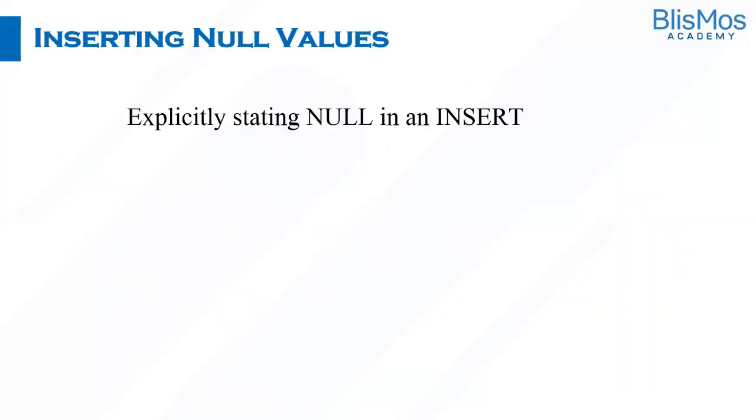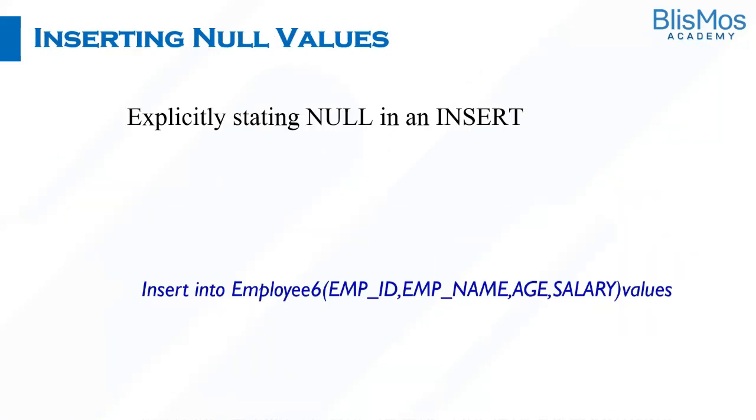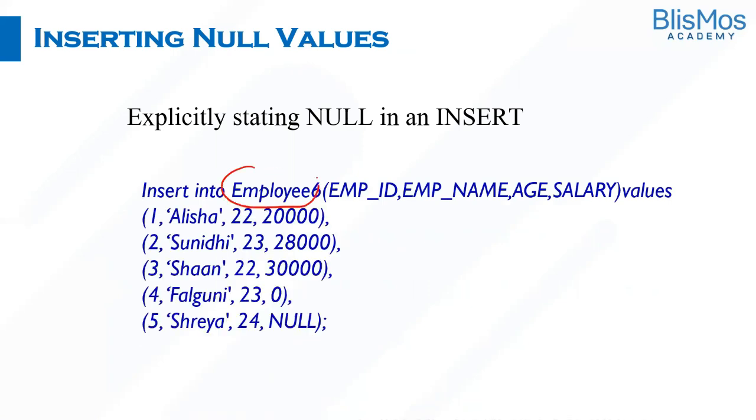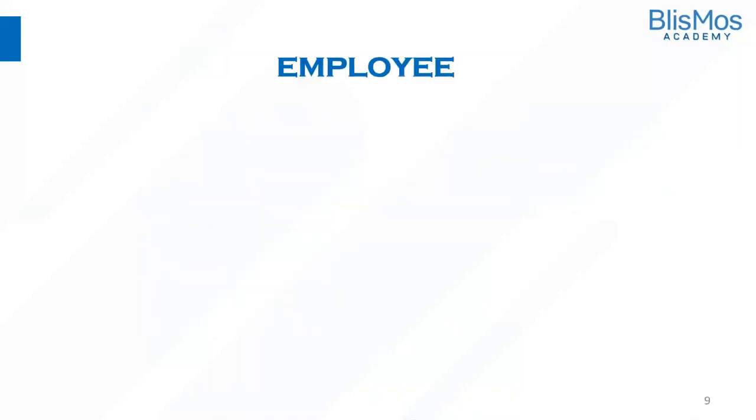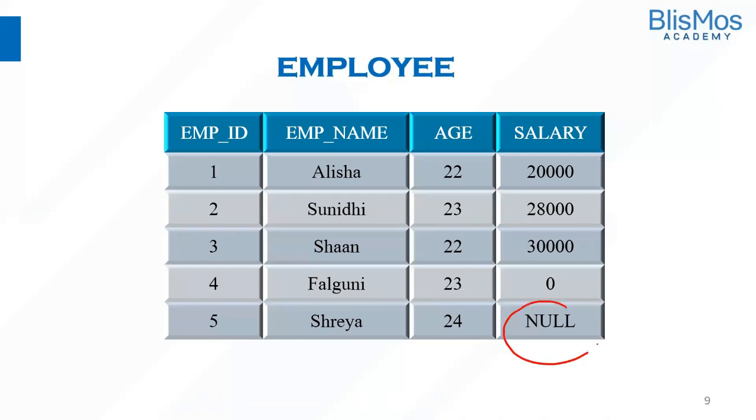How do we insert the null value? By explicitly stating it. Very, very simple. In this case, we have a table called employee 6 where we have employee ID, employee name, age, and salary. 4 columns are there. So within that, if you see all the values here, 1, 2, 3, 4, all of them have a value for each of the columns, right? But in this case, the last record, you see, for the salary, we are explicitly mentioning it as a null. So you can explicitly state null while inserting data into the table. With that, we'll get a table with the null value inserted into that.